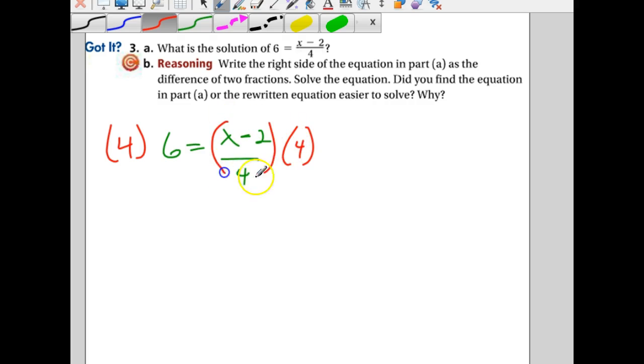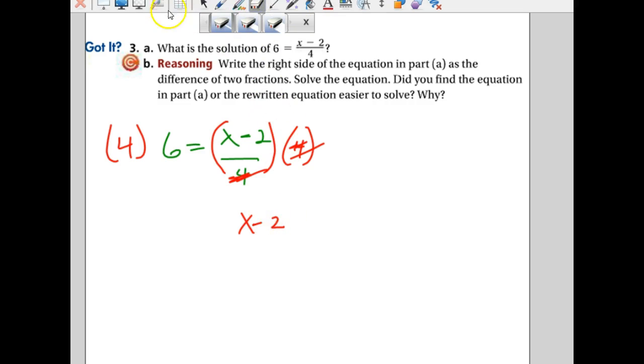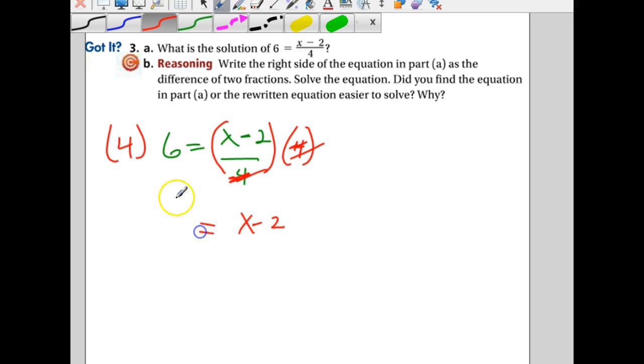Okay, you times this whole thing by that. I just cancel out these. Okay, this is just a crazy way to write division or multiplication. Just put it in parentheses and stick it right next to it. That's multiplication. This 4 cancels out with that 4. X minus 2 will equal this side. 4 times 6 is 24.